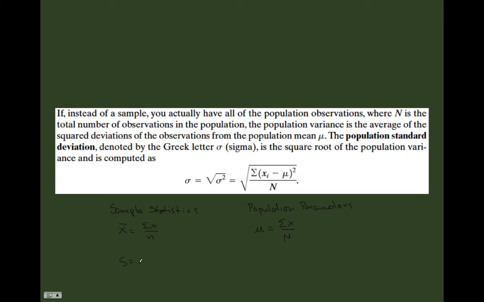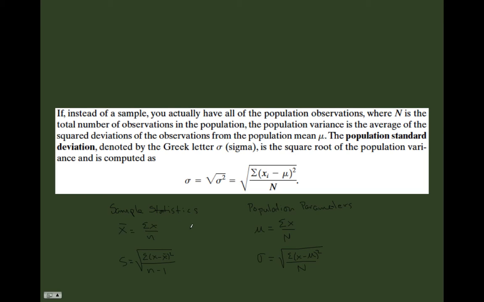And then the sample standard deviation is the square root of the sum of all of the squared deviations divided by sample size minus 1. And sigma is equal to the square root of the sum of all the x's in the population minus the population mean, all those deviations squared, divided by capital N for population size.